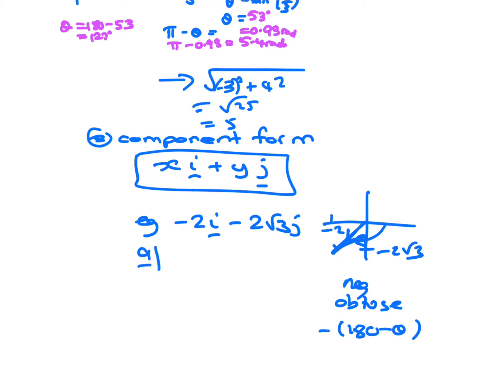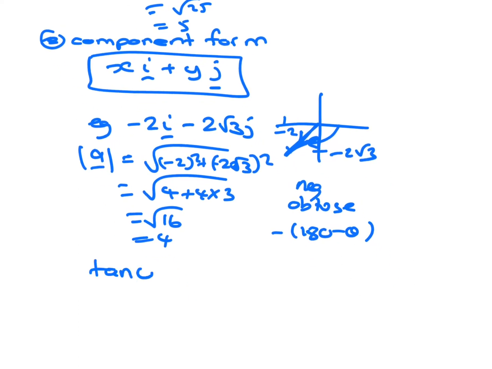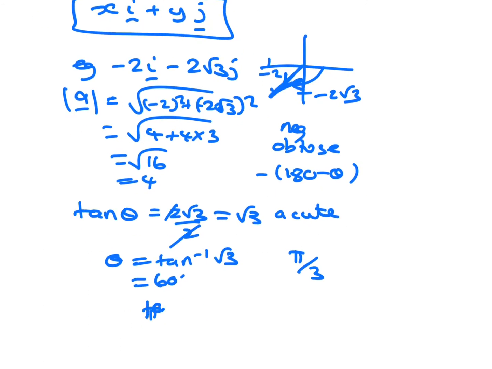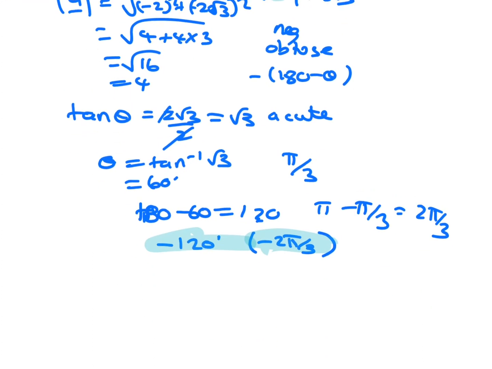So we'll call this vector A. If I did the magnitude, it would be minus 2 squared plus minus 2 root 3 squared, which is 4 plus 4 times 3, which is root 16 or 4. That's your magnitude. Now, tan theta equals 2 root 3 on 2, which is root 3. I'm just getting the acute angle, therefore I'm not interested in the sign. So theta is tan minus 1 of root 3, which is 60 degrees, or pi on 3. So if you did 180 minus 60, you get 120, or pi minus pi on 3, which is 2 pi on 3. So it's going to be minus 120, or minus 2 pi on 3 if you had it in radians, because basically it's coming along here.